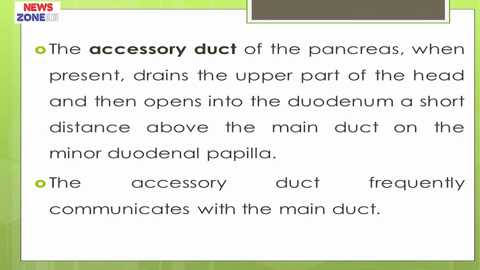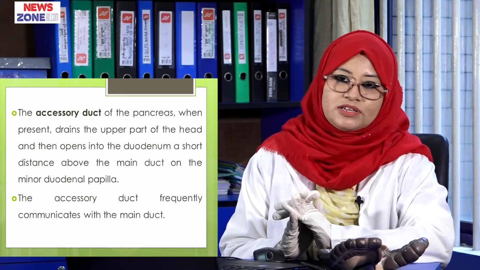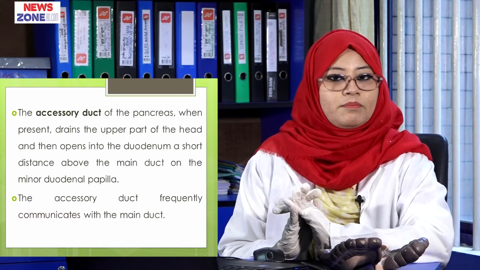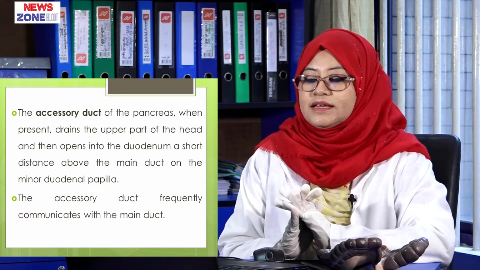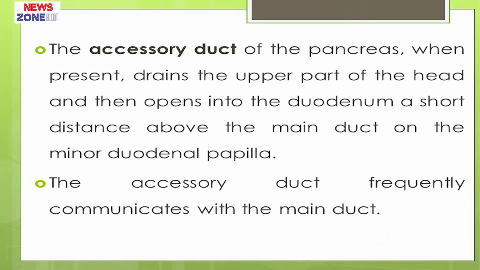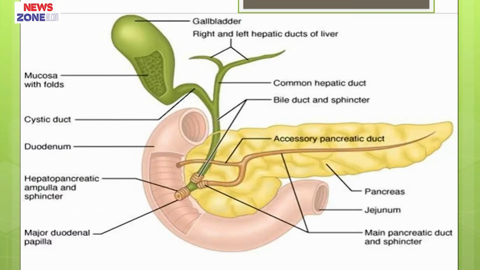And the accessory duct of the pancreas, when present, drains the upper part of the head and then opens into the duodenum a short distance above the main duct of the pancreas on the minor duodenal papilla. The accessory duct frequently communicates with the main duct. In this figure, we can see this is the main duct of the pancreas, which begins from the tail and then ultimately it opens with the bile duct in the major duodenal papilla, and this is the accessory pancreatic duct.